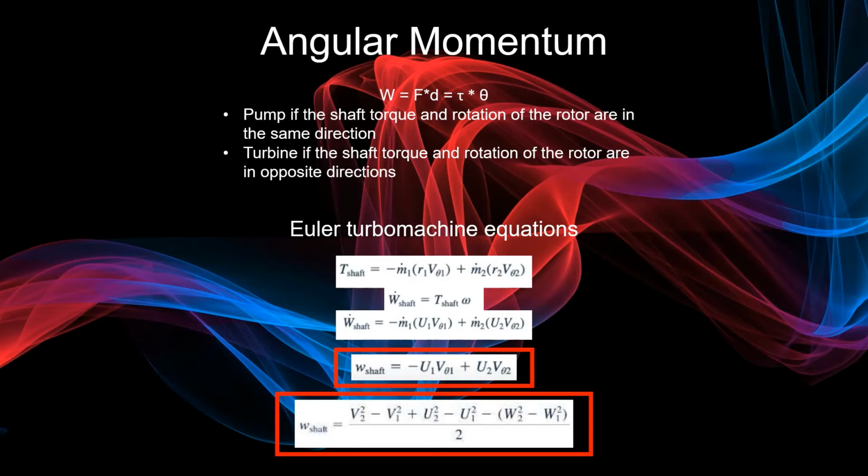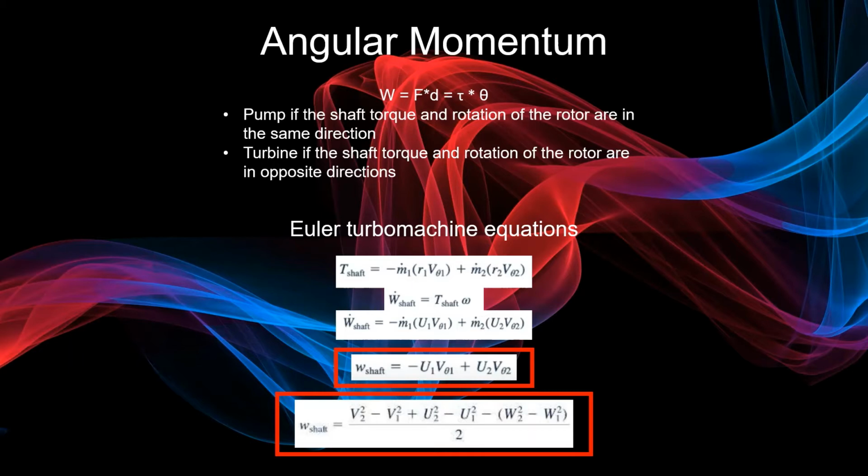In the first equation, we can see that the shaft torque is equal to the mass flow rate in times the radius times the angular component of velocity plus the mass flow rate out times the radius times the angular velocity component out.